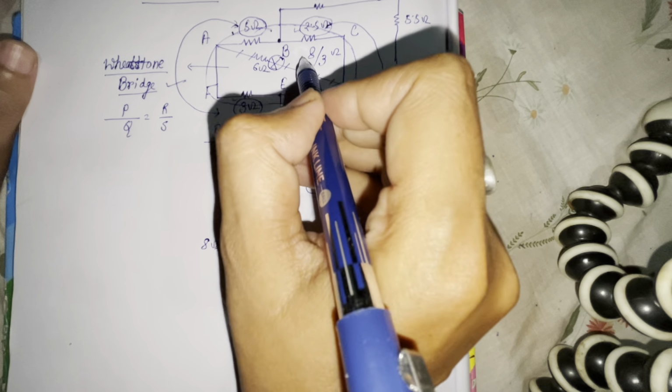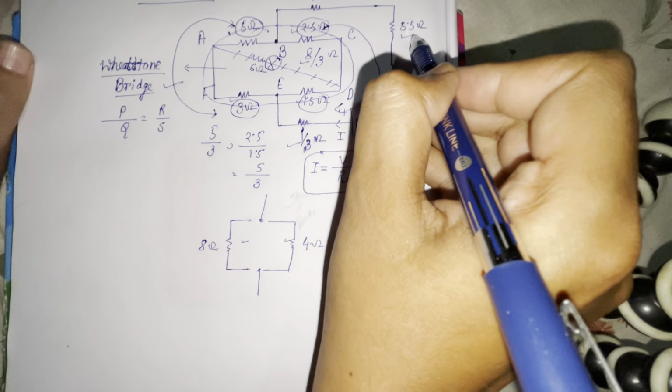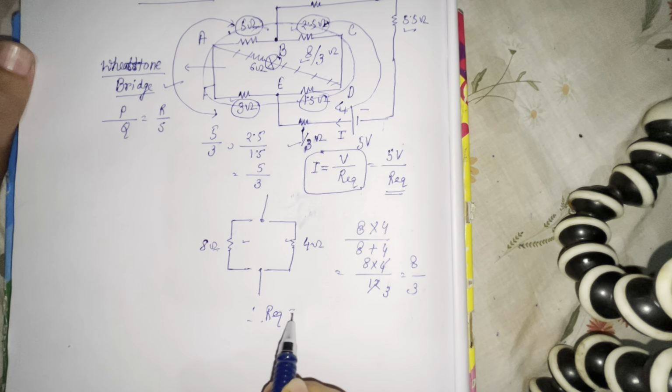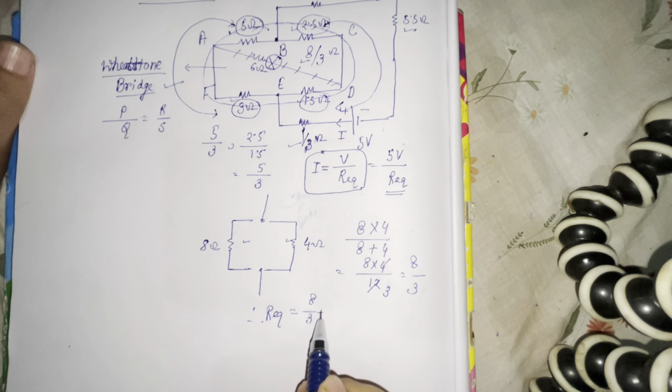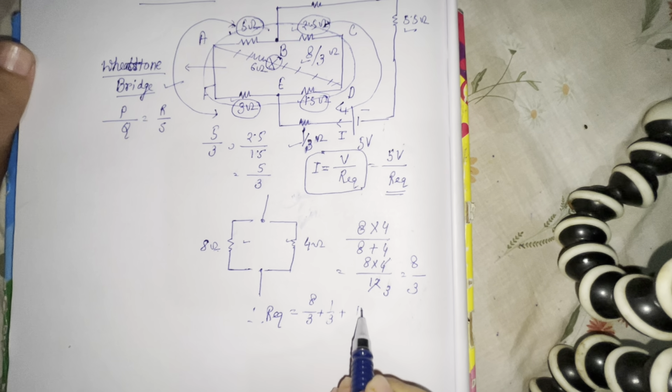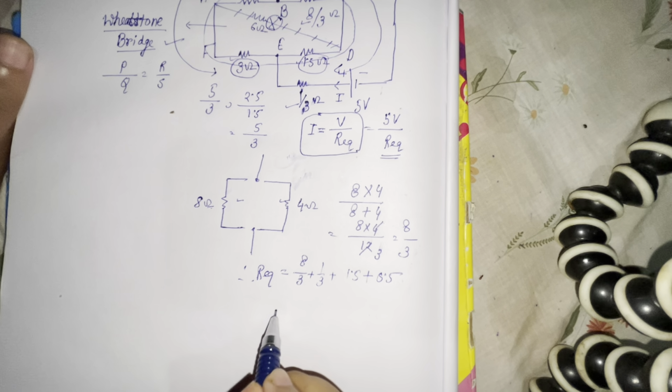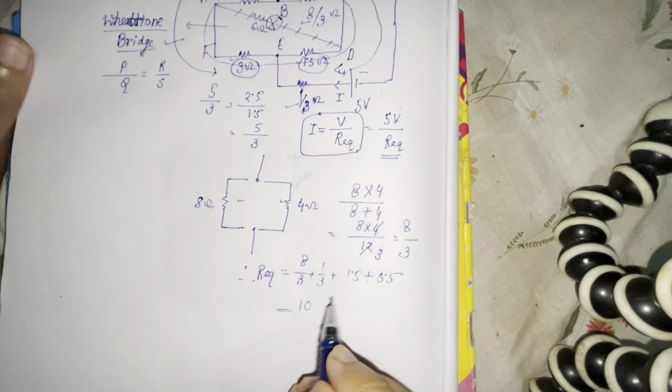Now this 1 by 3, 8 by 3, 1.5 and 5.5 are all in series. Therefore R equivalent is 8 by 3 plus 1 by 3 plus 1.5 plus 5.5, and if you do the calculation, this value becomes 10 ohm.